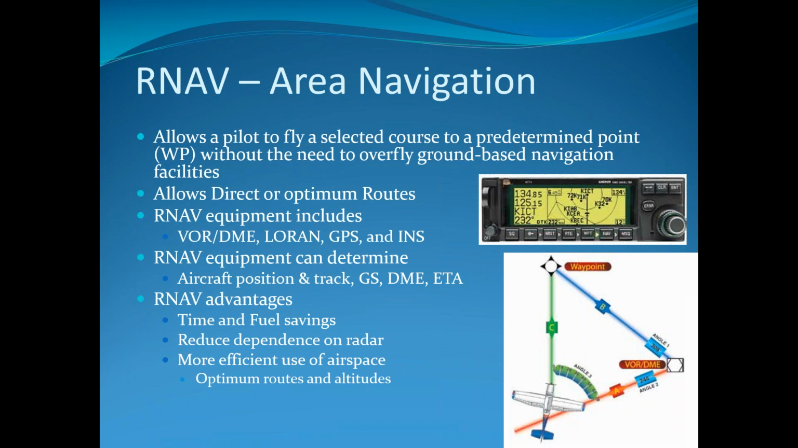You don't necessarily need to know those definitions, but RNAV equipment can determine aircraft position and track, ground speed, DME, and ETA, estimated time of arrival. RNAV advantages: time and fuel savings, reduced dependence on radar, and it more efficiently uses the airspace by providing optimum routes and altitudes. So RNAV is very widely commonly used now.